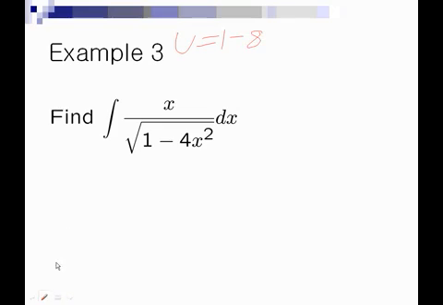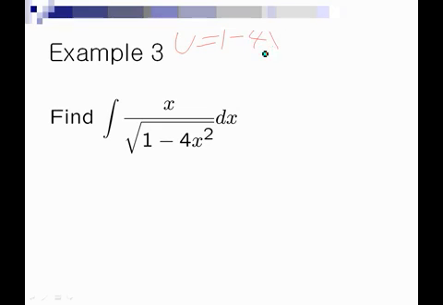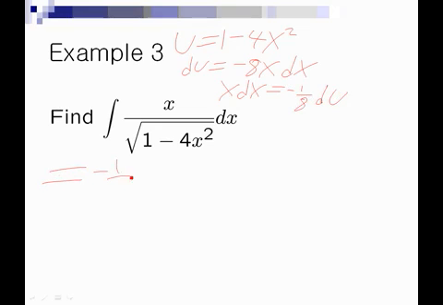I'm sorry, yeah, 1 minus 4x squared. So du will equal negative 8x dx. So x dx is negative 1/8 du. So this integral will now transform into a negative 1/8 integral of u to the negative 1/2 du.